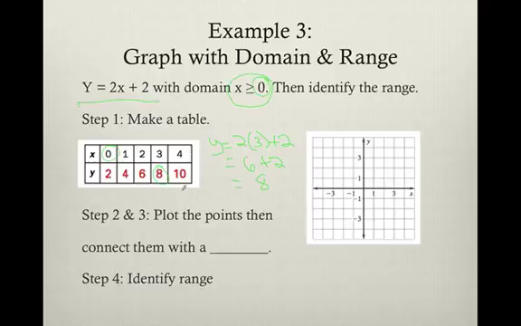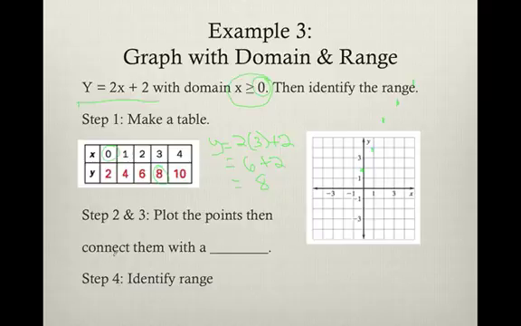Okay, so once you've created your chart based on your domain, then you're going to plot your points. So you're going to have (0, 2), (1, 4), (2, 6), and my graph is going off, but that's okay, we'll just make it do. (3, 8), and (4, 10), way up there. Okay.